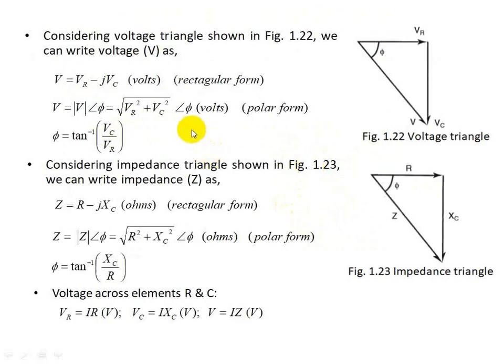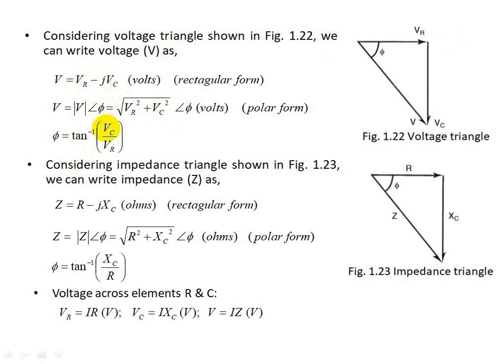Here, from the voltage and impedance triangle, we can write the following equations. From the voltage triangle, V can be written as VR minus jVC. Try to remember that VC makes an angle of 90 degrees with respect to VR in the clockwise direction, so we write minus j to VC. In polar form, the magnitude is the square root of VR squared plus VC squared, at phase angle phi. So phi is tan inverse of the imaginary component by the real component, that is VC by VR.